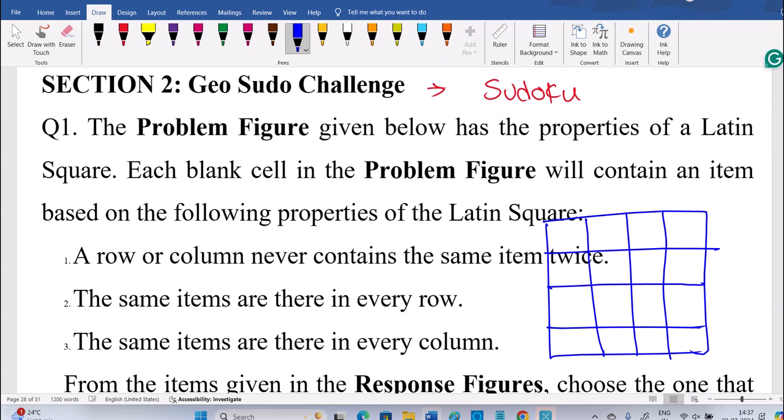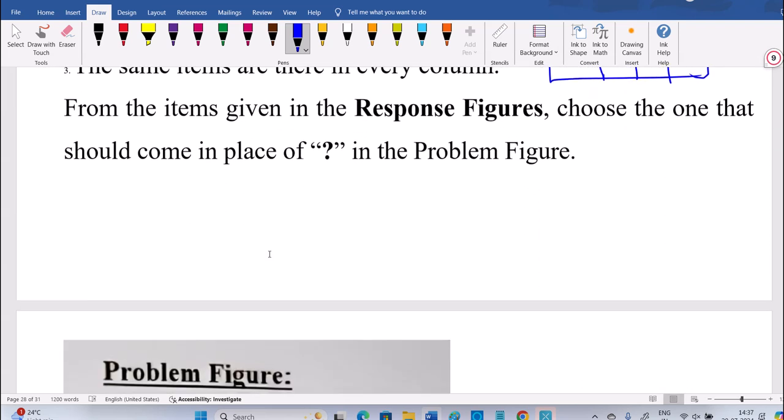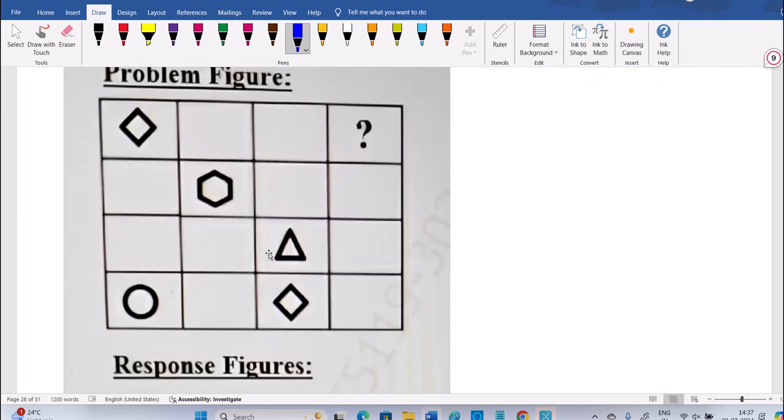You can see they have given the rule. In a row or column, no item occurs twice. Every row requires 1, 2, 3, 4, and every column also requires 1, 2, 3, 4 in a shuffled way. Right, so now this is the question, and the condition is you need to find this.